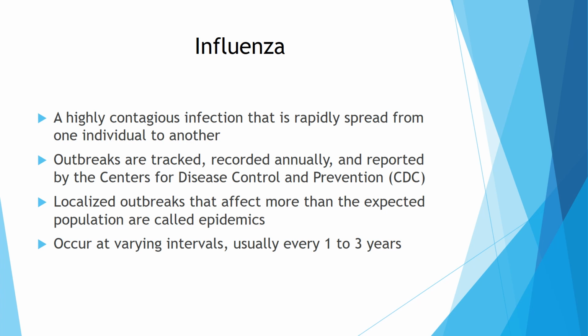So flu outbreaks are tracked, and they are recorded annually, and they are reported by the Centers for Disease Control and Prevention, that is the CDC, because localized outbreaks that affect more than the expected population are called epidemics. So localized outbreaks that will affect a number of people in a specific area or a specific population are called epidemics. What we're dealing with right now with COVID-19 is a pandemic, because that is international, it is worldwide. And influenza can occur at varying intervals, and strains will usually change, usually every 1 to 3 years.